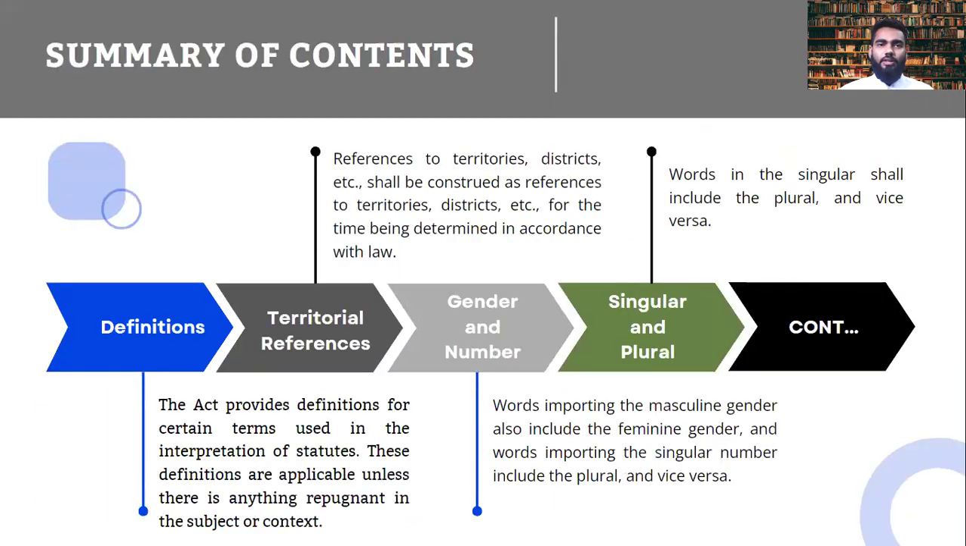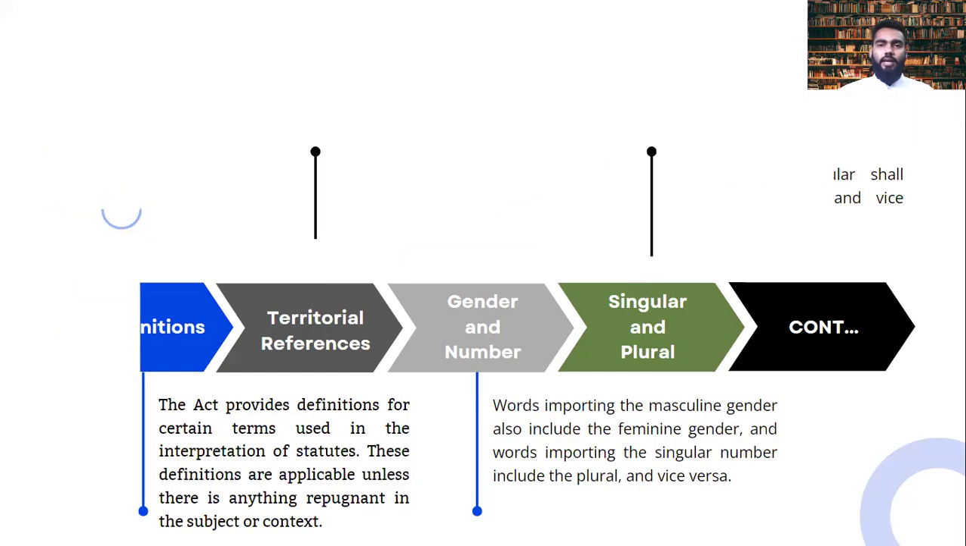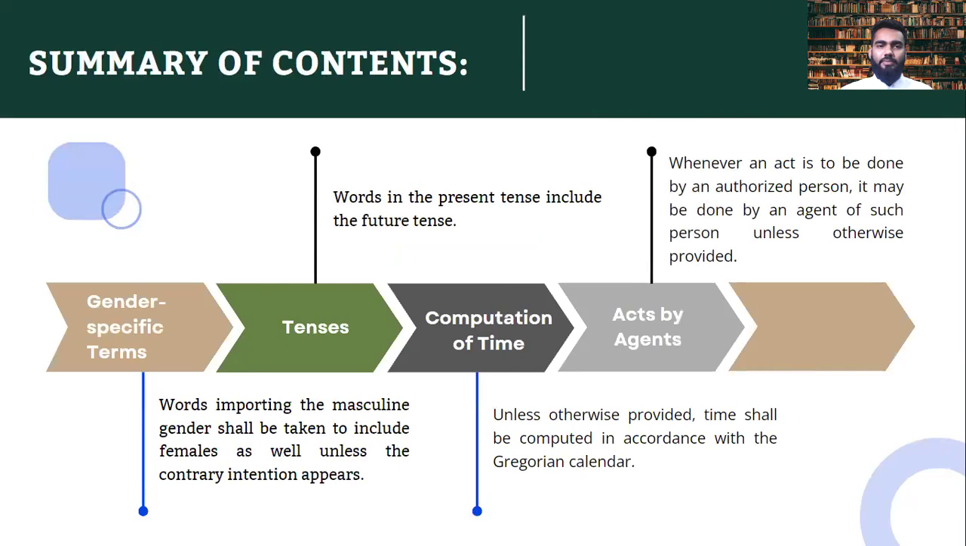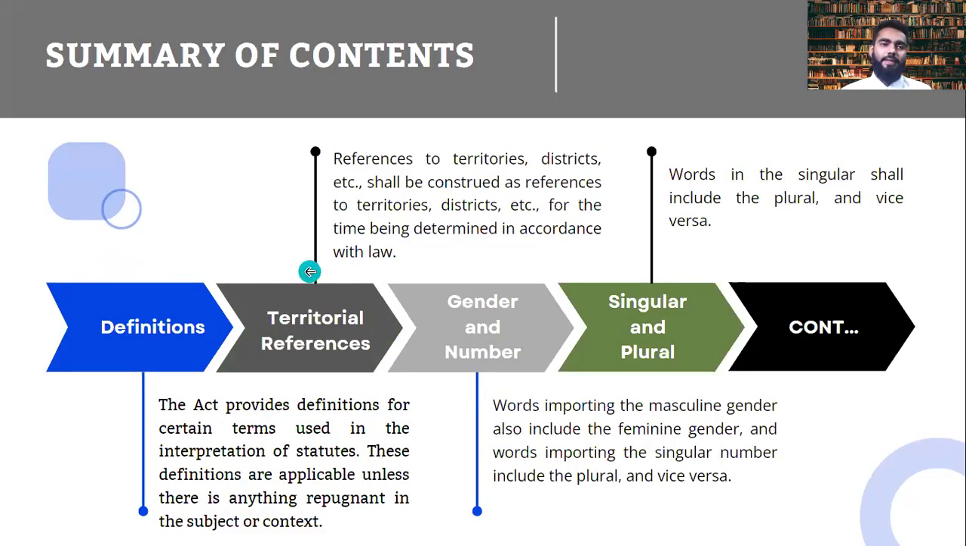Here I mention a summary of the contents of the General Clauses Act: definition, territorial references, gender and number, singular and plural, gender and specific terms, tense, computation of time, and acts by the agent. Let's elaborate on these points. Definitions. The Act provides definitions for certain terms used in the interpretation of statutes. These definitions are applicable unless there is anything repugnant in the subject matter or context.